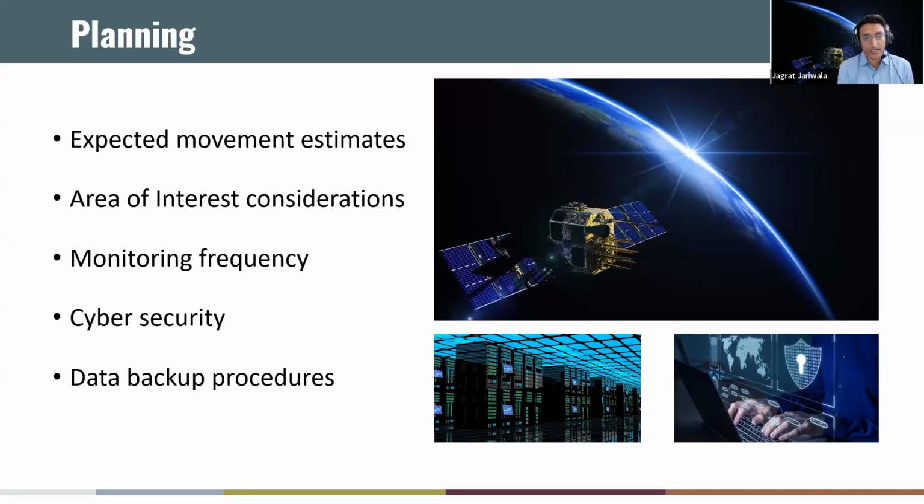Then monitoring frequency. With certain constellations of SAR satellites, folks can reduce the revisit frequency. Revisit frequency is just jargon for how frequently you are going to be able to capture the area of interest. Those can be different based on how many constellations are in that particular type of satellites.